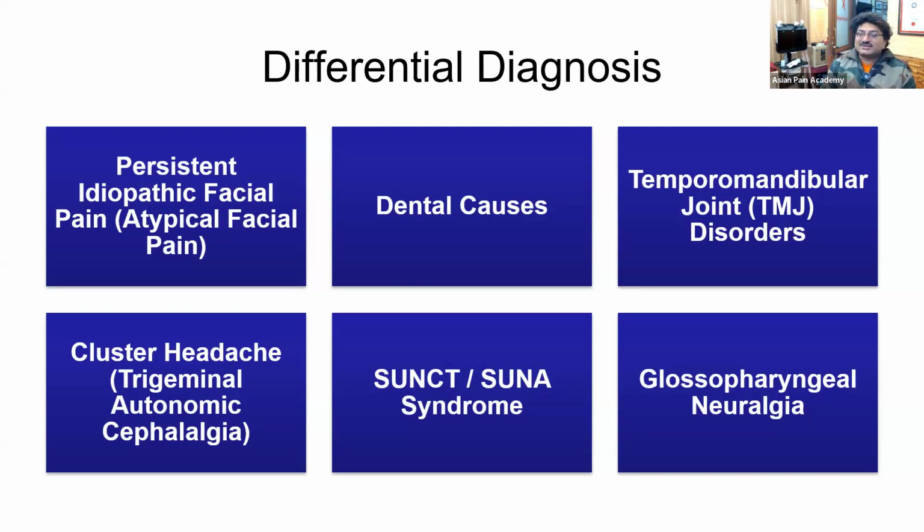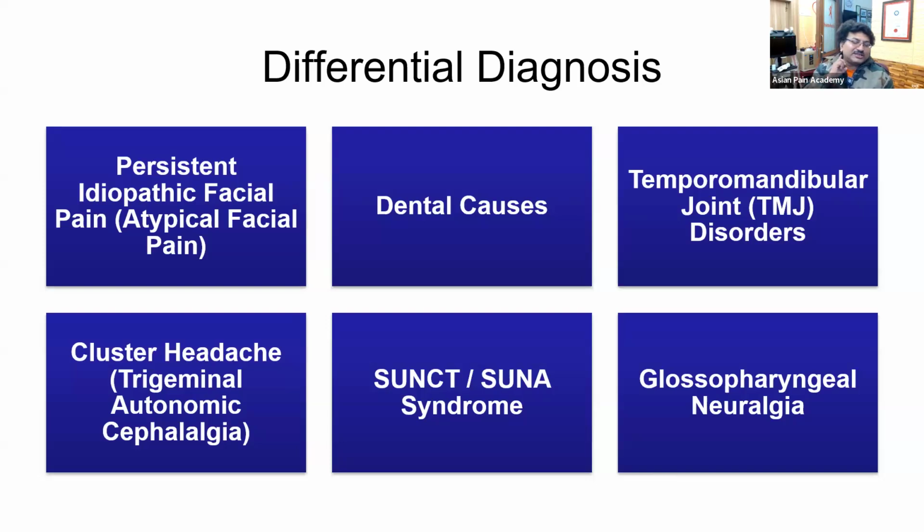So cluster headache is also a differential diagnosis, but in cluster headache, usually unilateral autonomic symptoms are present, and you have to differentiate from cluster headache. SUNCT, also a part of trigeminal autonomic cephalalgia, has very short-lasting neuralgiform pain, and that also needs to be differentiated from trigeminal neuralgia.